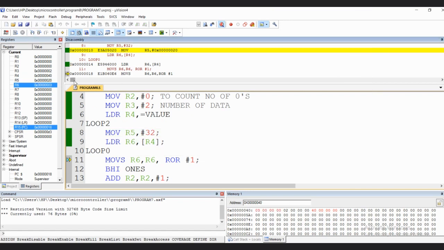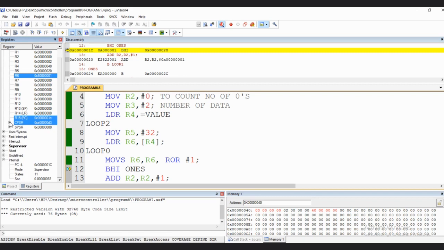Execute and select. See, at memory location 0x6040, the value stored was 3, which will be copied to register R6. Then R6 will store the value after rotating one time. R6 initially had the value 0x03, which will be rotated by 1 and the resultant value will be stored in R6. So now here we have to check the carry flag.